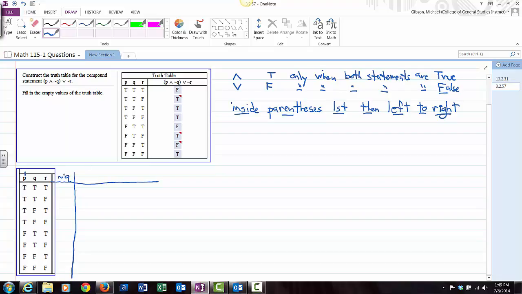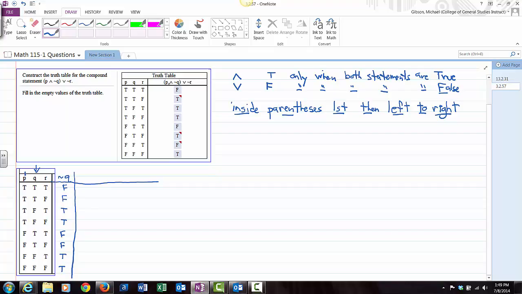All right. Not Q, if you remember, is the opposite of Q. So opposite of true is false. Right, here's the Q column. Opposite of true is false. Opposite of false is true. Opposite of false is true. Opposite of true is false. Opposite of true is false. Opposite of false is true. Opposite of false is true.